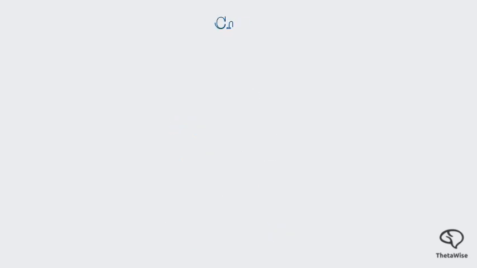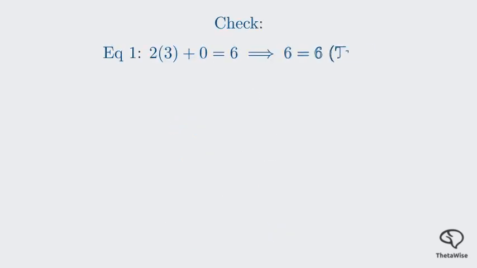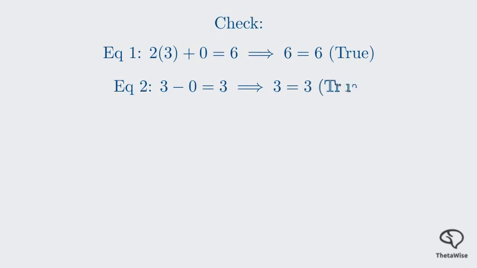Let's quickly check this answer. Substituting x equals 3 and y equals 0 into our first equation, 2 times 3 plus 0 equals 6, which is true. Substituting into the second equation, 3 plus 2 times 0 equals 3, which is also true. The solution is correct. We have successfully solved problem 2.2.